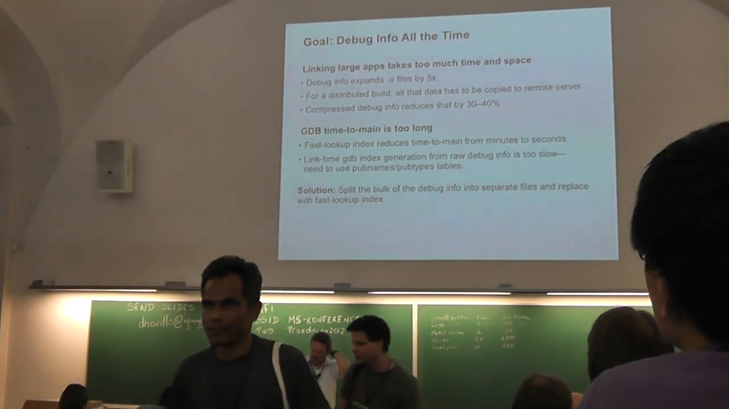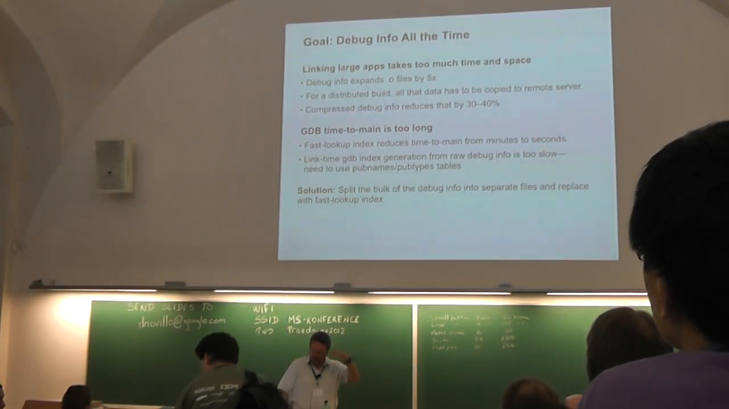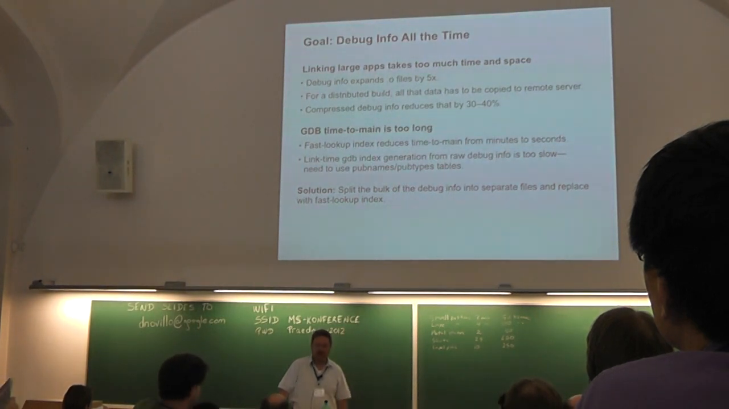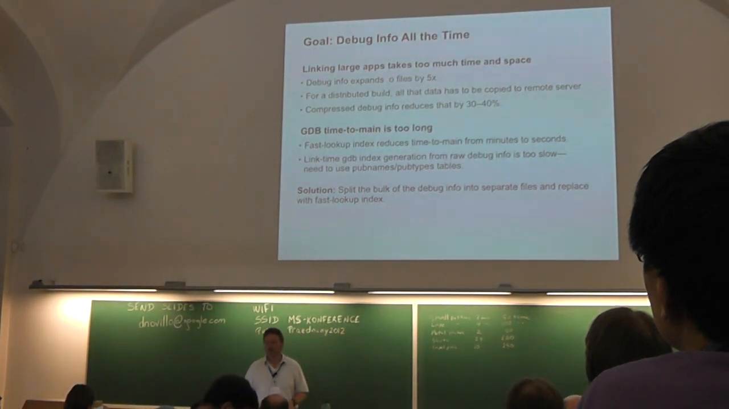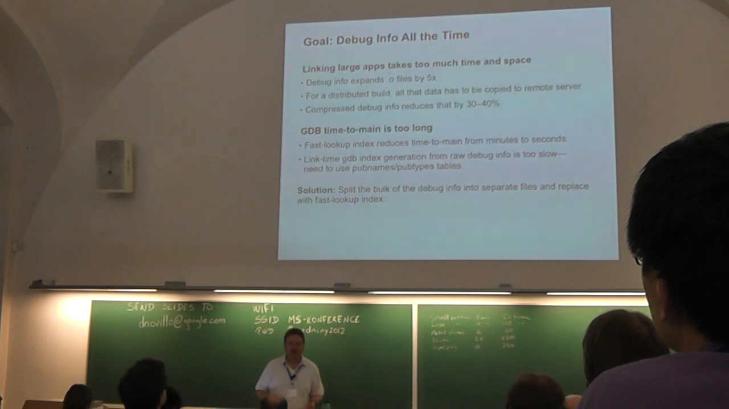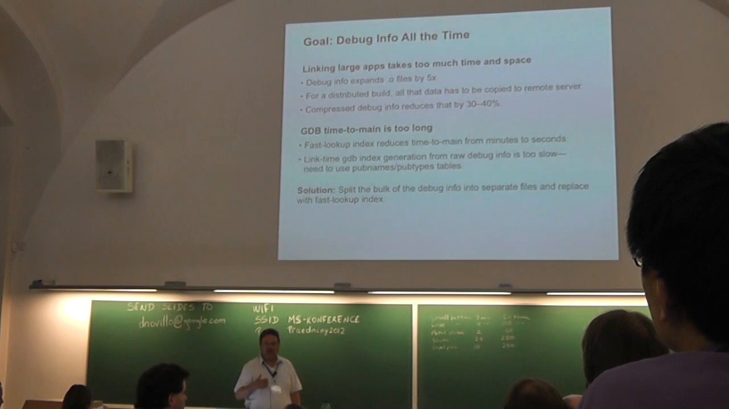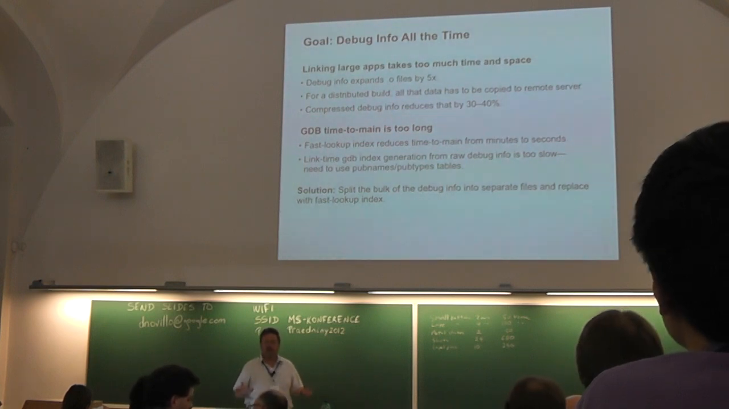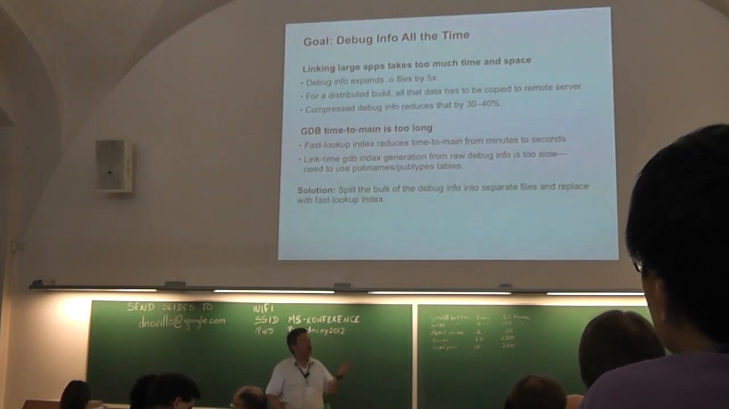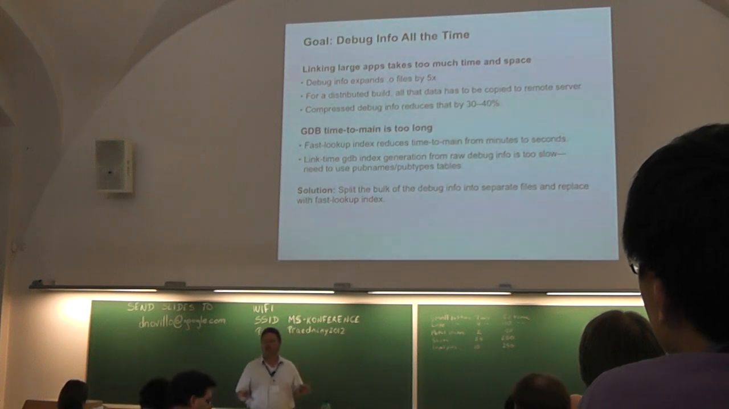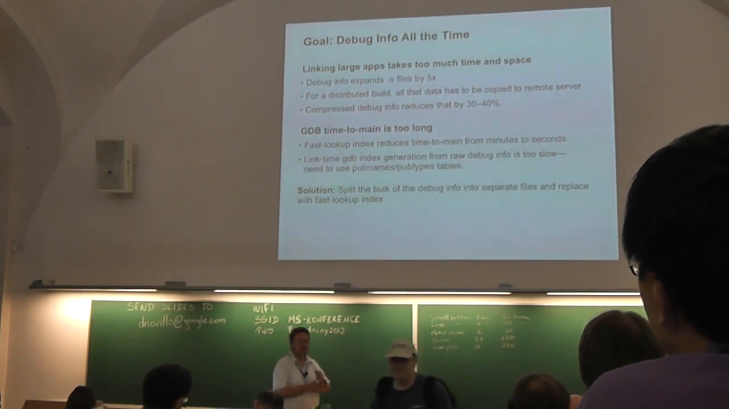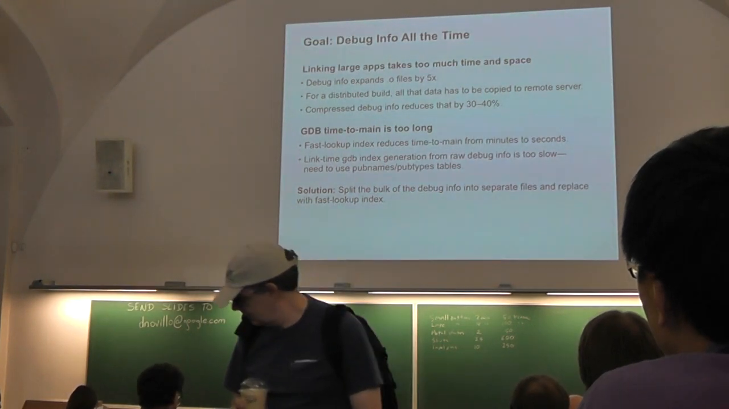But the big problem with that is we have a lot of apps. We have a lot of big apps, and these are C++ apps. So I'm going to be focusing here mostly on C++. All the figures that I'm using are basically measured with C++ applications. When we try to link these apps, the debug info contributes a lot of storage. It expands the total size of the .o files we have to link by about 5x. That's a huge amount. That means 80% of what we're linking is debug info.